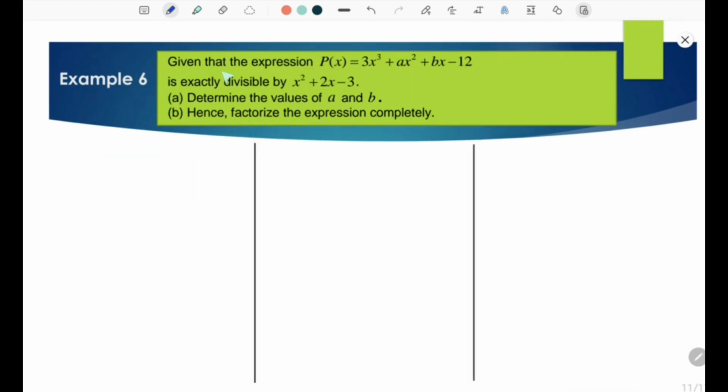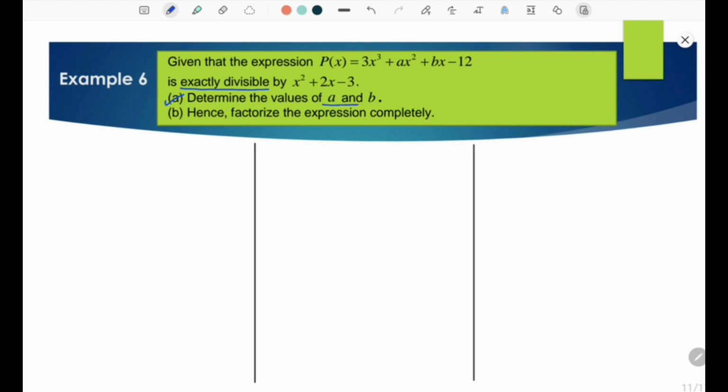Example 6. Given that the expression P(x) equal to 3x cubed plus ax squared plus bx minus 12 is exactly divisible by x squared plus 2x minus 3. A. Determine the values of a and b. B. Hence factorize the expression completely. Now let's answer question A.